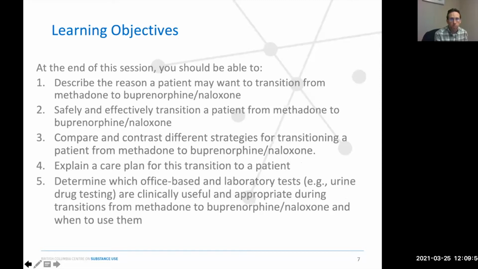So we're going to talk a little bit about reasons people may want to transition from methadone to buprenorphine, and how to safely and effectively transition a patient. We're going to talk about a few different ways, but there's one way that most people are doing it now, what some people have referred to as microdosing. So we'll talk about that. We'll talk about some of the different strategies and a care plan for this transition. And we'll talk a little bit about office-based and laboratory tests, urine drug screening, to aid in the transition from methadone to buprenorphine.